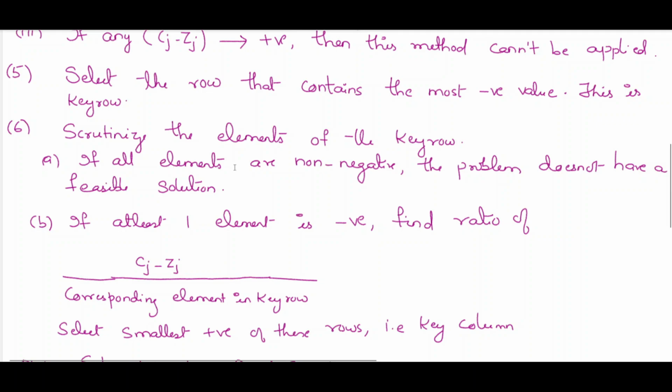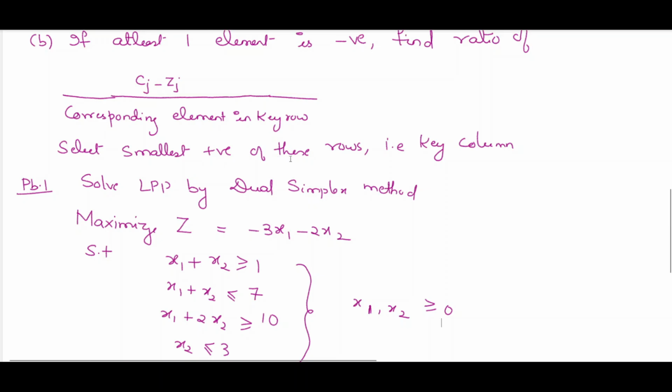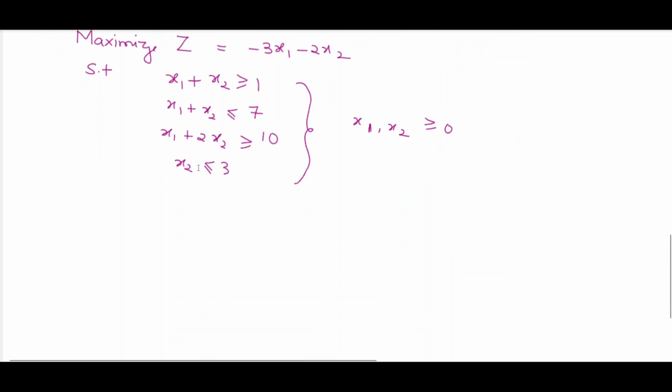Then you have to determine: if all the elements are non-negative, the problem does not have a feasible solution. If at least one element is negative, you have to determine the ratio of Cj minus Zj divided by the corresponding element in the key row. When I work out the problem, you will see how I'm calculating this. Then select the smallest positive value of these ratios, that will be the key column. So first you determine the key row, then you compute this calculation, and the smallest positive one is your key column. Where the key row and key column intersect, that will be the intersection element. Then you will follow the rule as usual that we have worked out for maximization and minimization.